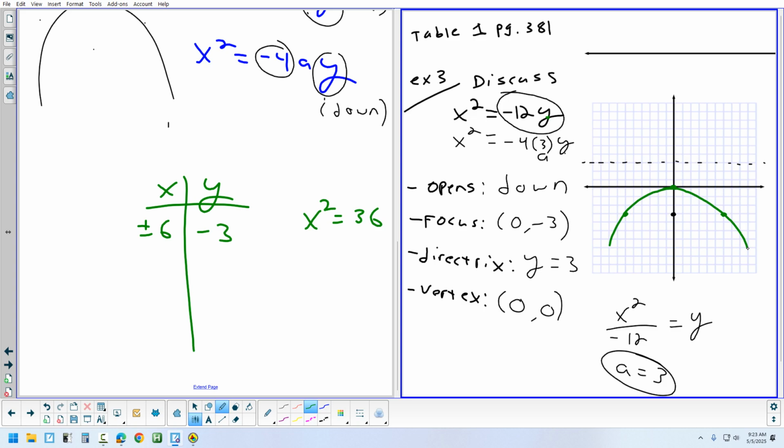So it's not really too hard once you know what you're looking for. But figuring out what A is and figuring out the direction that it opens, those are the most important things you need to be able to figure out. If you can't get A, then you're stuck.